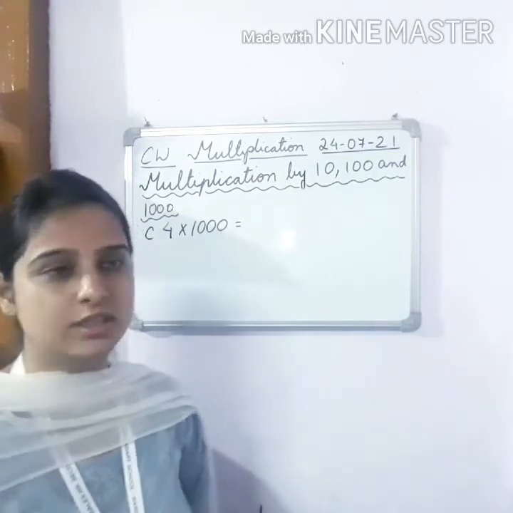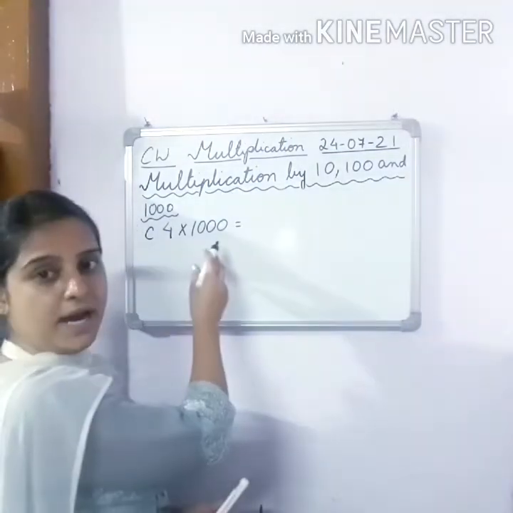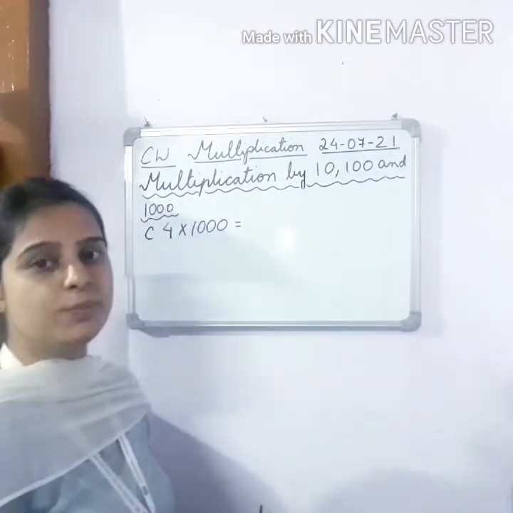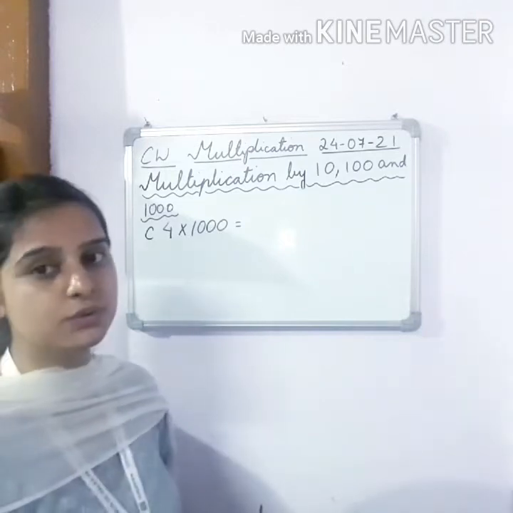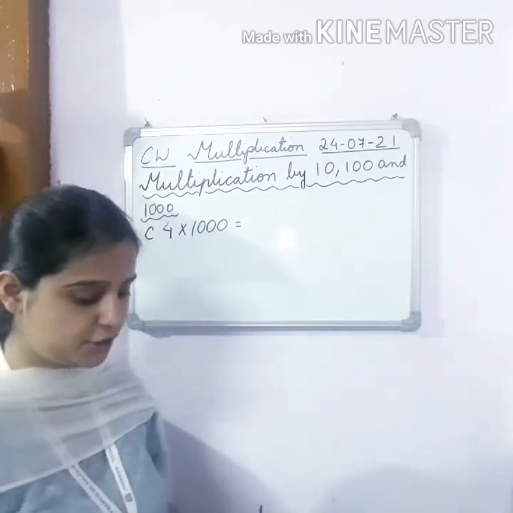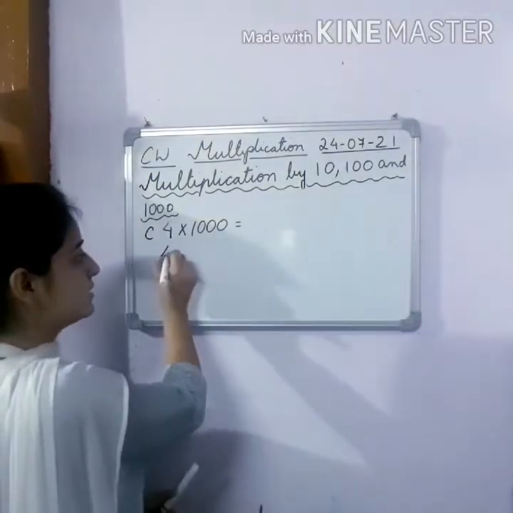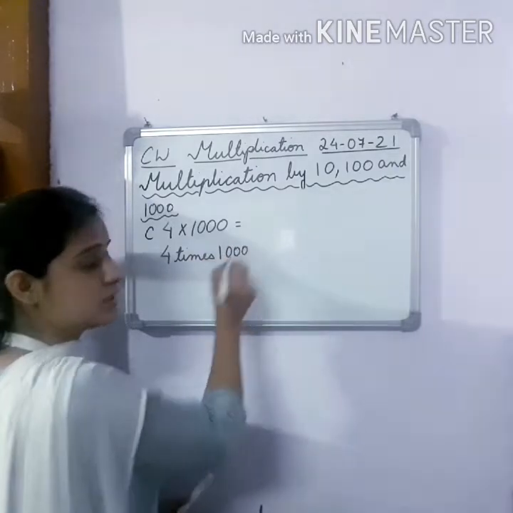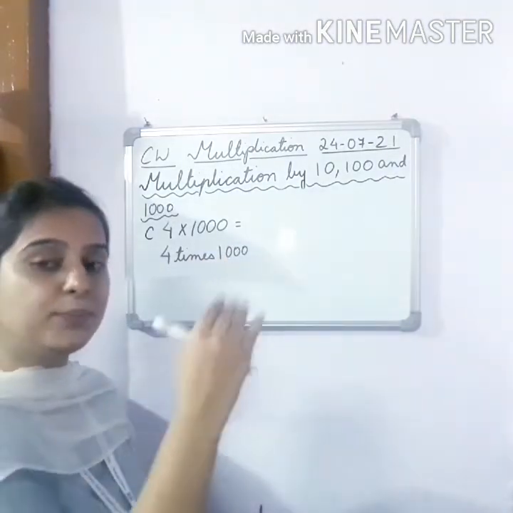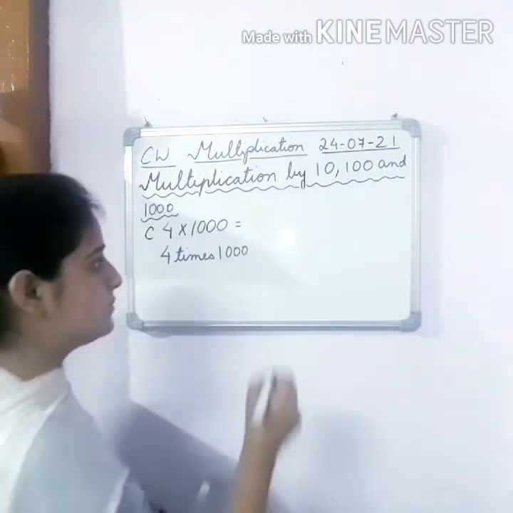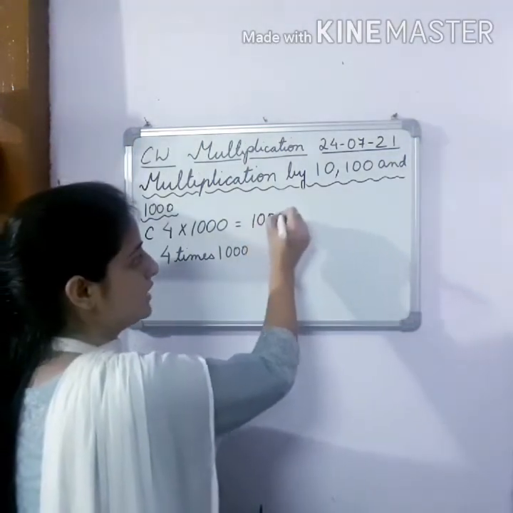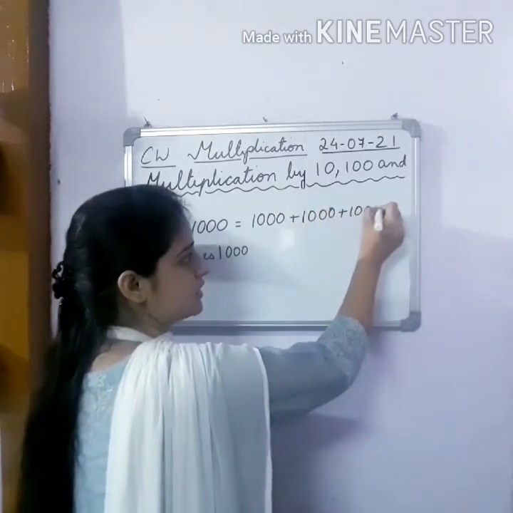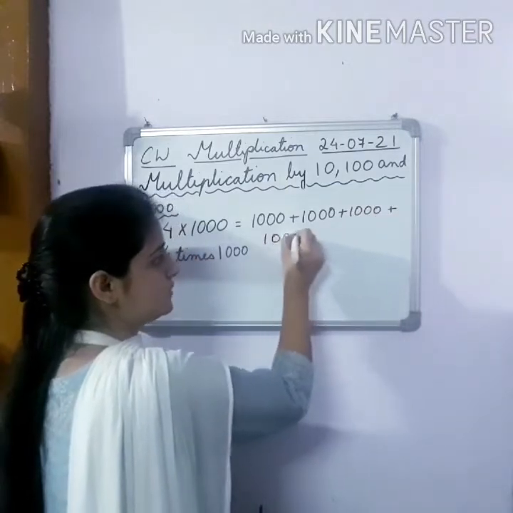So children, let's do our third question. Multiply by 1000. Let's multiply a number by 1000. So before multiplying directly, first we'll see by repeated addition. So how can we write this? 4 times 1000. That means 1000 will be repeated how many times, children? 4 times, right? 1000 plus 1000 plus 1000 plus 1000.